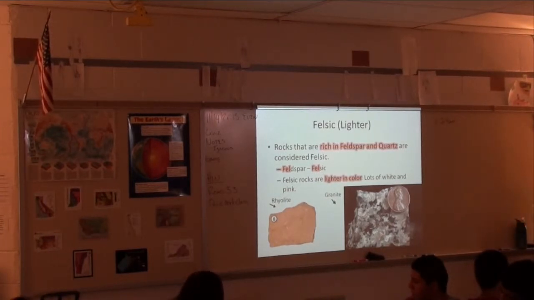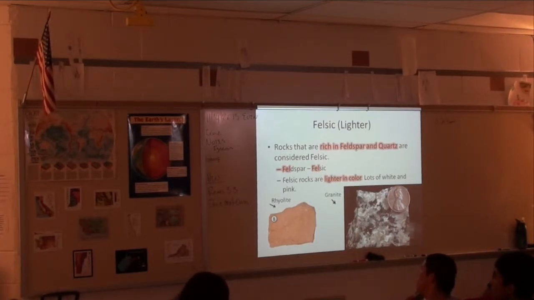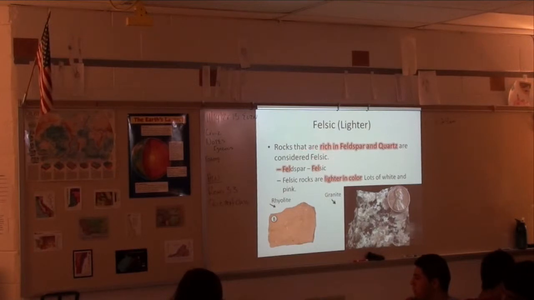Now you also have the colors of the rock. The colors of the rock correspond to what minerals are inside the rock. So, rocks that are rich in feldspar and quartz are considered felsic, or feldspar, felsic. It's got lots of feldspar. If you can see this, there's pink chunks in the rock. That pink chunk is feldspar. You guys remember that rock we did the test on to see how hard it was, with the glass and the nail, that pink mineral?